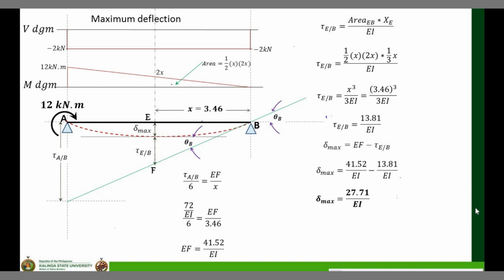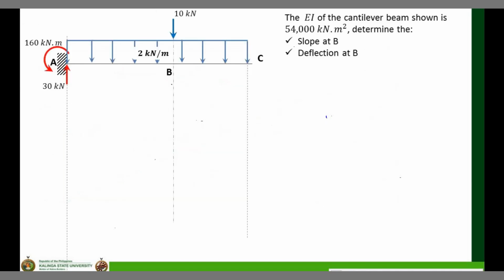Let's have another example. The EI of the cantilever beam shown is 54,000 kilonewton meter squared. Determine the slope at B and the deflection at B. This is a cantilever beam. The very first thing you have to take note of, in the area moment method, is the reactions.